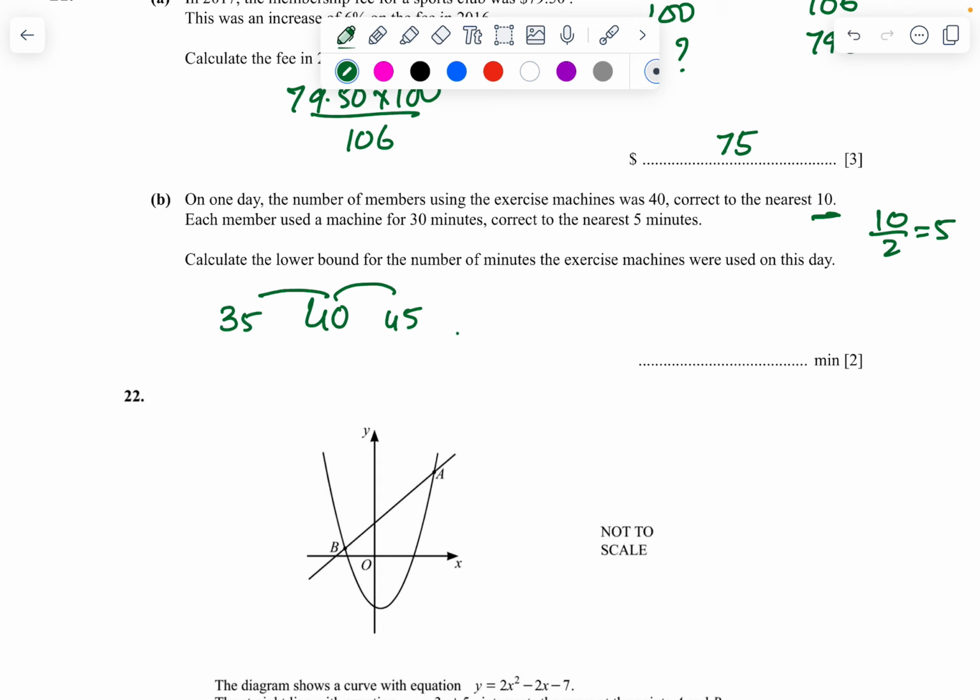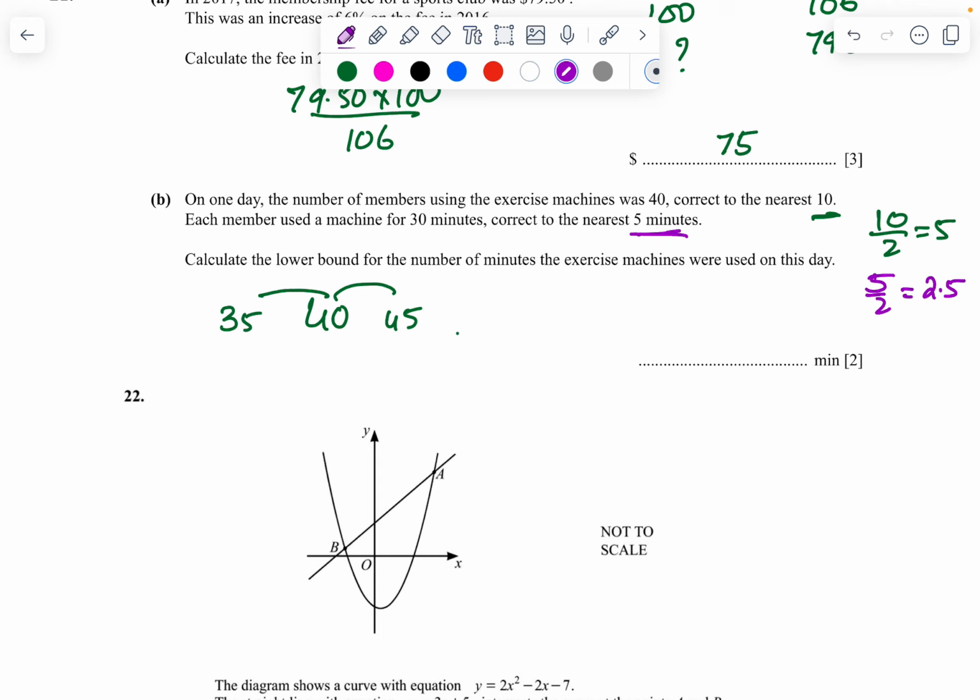Each member has used a machine for 30 minutes, correct to 5 minutes. 5 divided by 2 is 2.5. Whenever they say correct to the nearest something, you need to be careful to check what it is talking about. Here it is the nearest 5 minutes, so I took the 5 minutes and divided it by 2, getting 2.5. Once I get that 2.5, I add it and subtract it to get the upper bound and the lower bound.